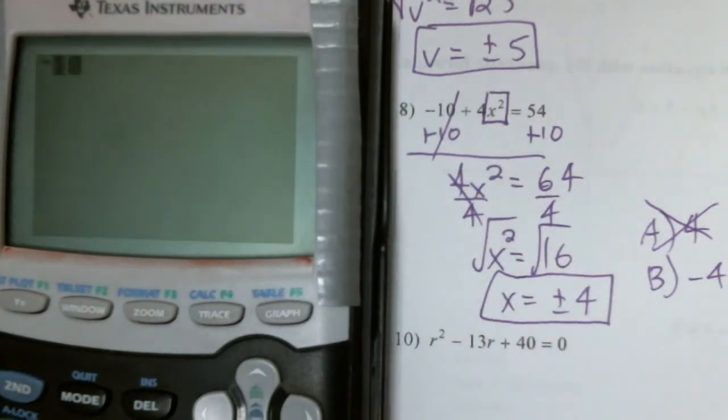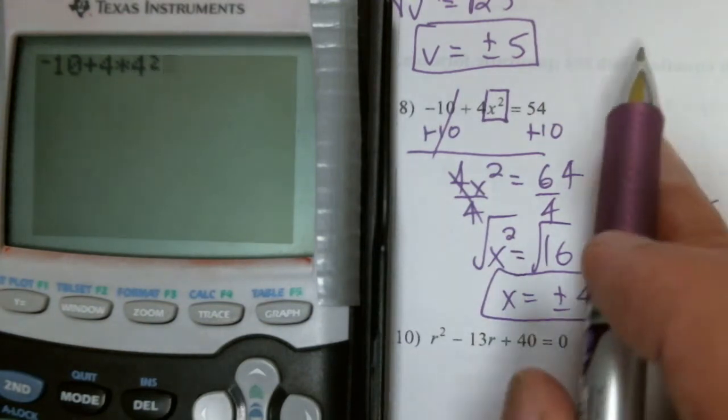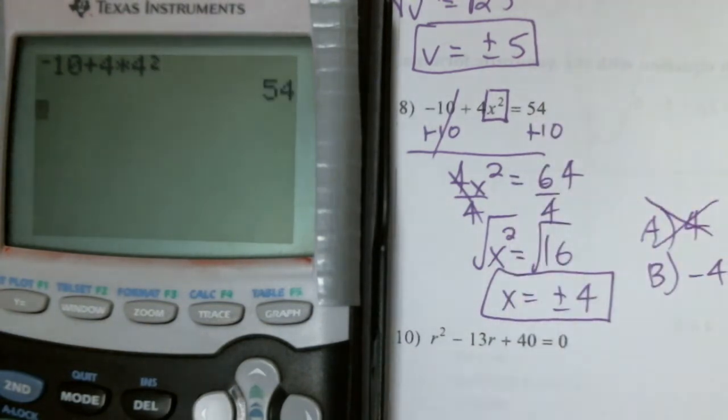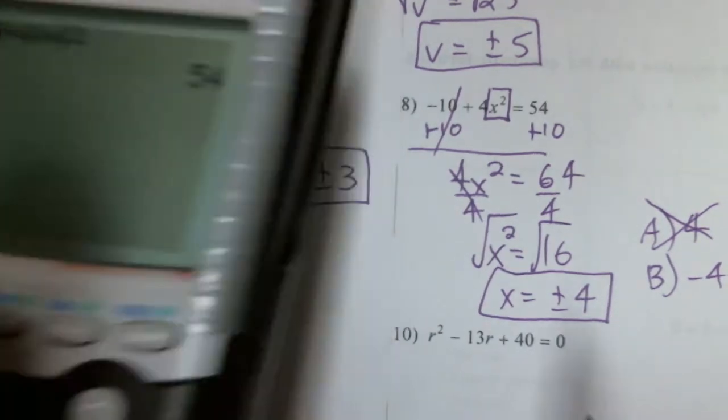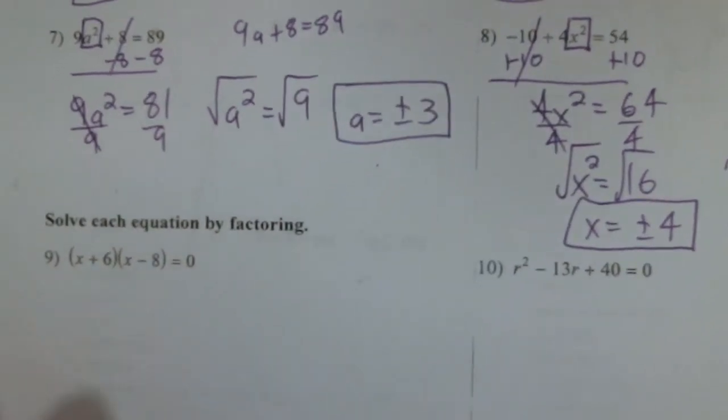So I'm going to type in negative 10 plus 4 times, we're saying that x is equal to 4, so times 4 squared, and that better equal what? That better equal 54, and it does. Okay. So if you have time, you could check both versions, but in this case we know it's plus or minus 4, so if the positive works, and of course the negative is going to work as well.